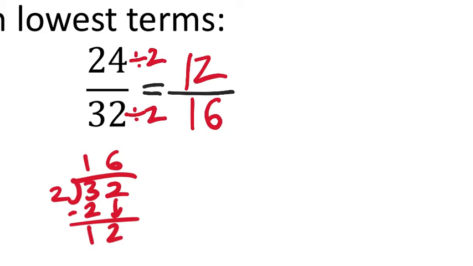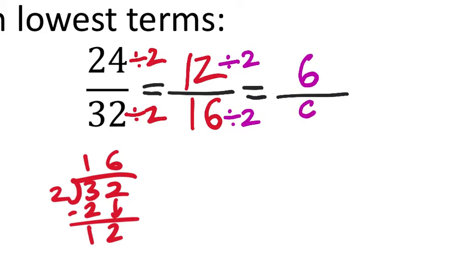Now, even though I did some simplification, I made a fraction that has the same value, but it's smaller numbers. Can this one be simplified? Because I should check. And yeah, these are both even numbers, so I know they're still divisible by 2. So 12 divided by 2 is 6. 16 divided by 2 is 8. Boom.